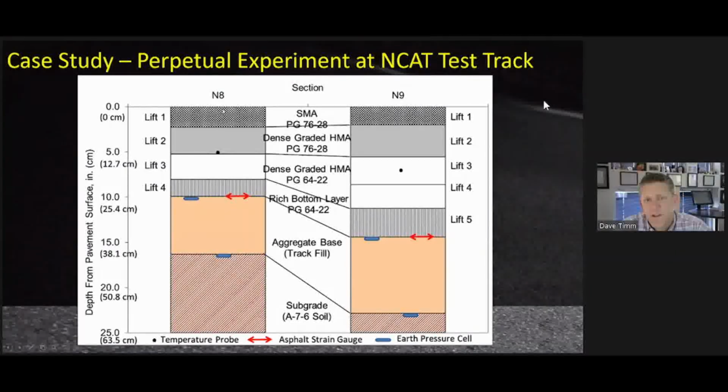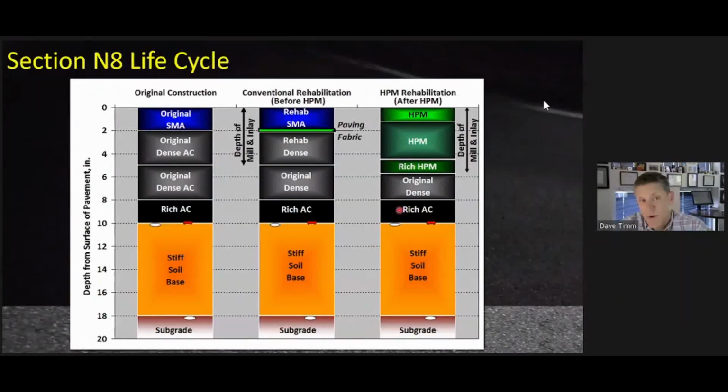So the difference between these two sections, there's a lot of details here, but essentially we had 10 inches of AC on N8, the non-perpetual section, and 14 inches of asphalt concrete on the perpetual, same foundation, everything else. So basically evaluating 4 inches of different AC thickness. And what happened was that N8 failed, the non-perpetual section, it basically failed in the first test cycle, about 10 million easels in. We did a mill and inlay.